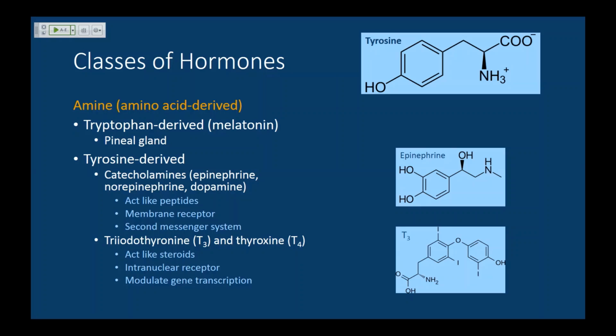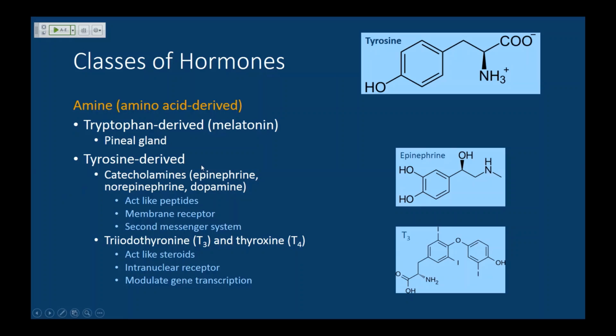And then the third class of hormones, which is the least numerous, is the amine hormones, which refers to amino acid-derived hormones. There's one that you need to know that is derived from tryptophan, and that's melatonin from the pineal gland. And as you may know, that helps regulate the sleep-wake cycle. So you can buy over-the-counter melatonin as a sleep aid. It should help you with that.